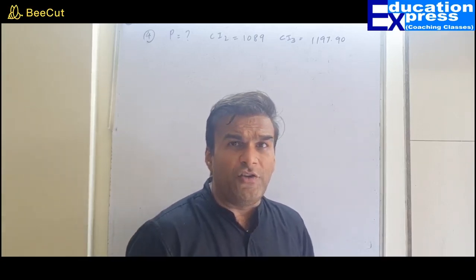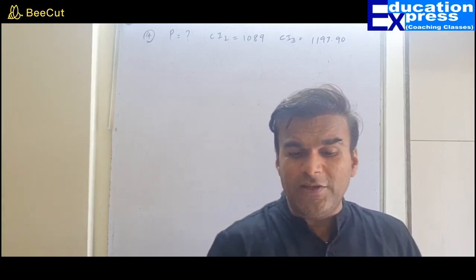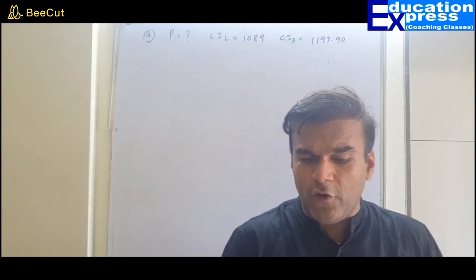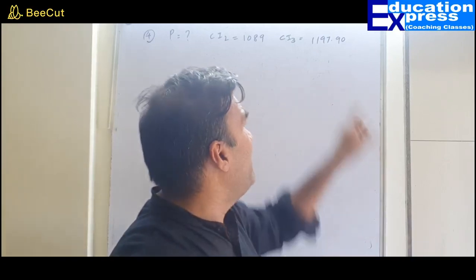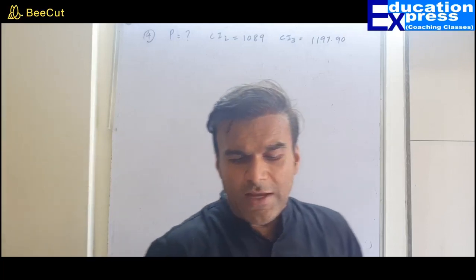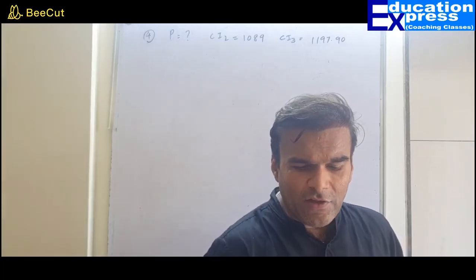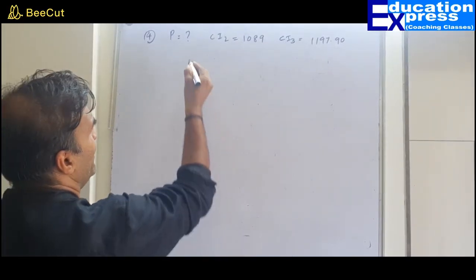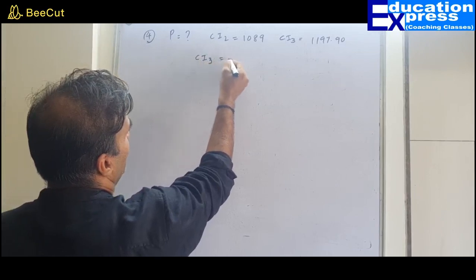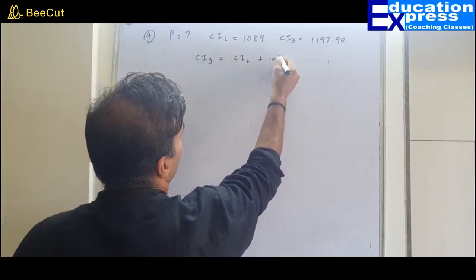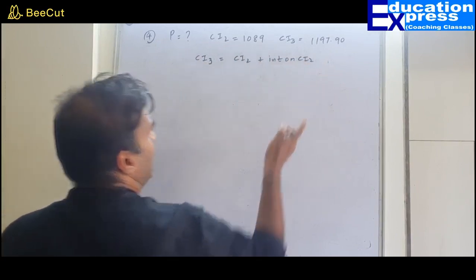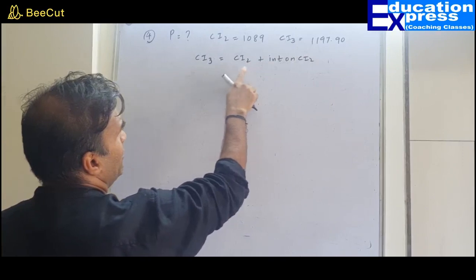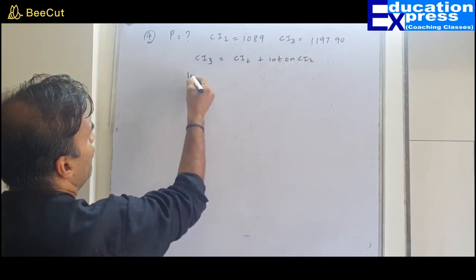They say that the compound interest calculated yearly on a certain sum of money for the second year is 1089, and for the third year it is 1197.90. Calculate the rate of interest and the sum of money. My friends, you all know how to find the rate of interest. This is exactly what we did in the previous question also. CI3 would be CI2 plus interest on CI2. In the previous question we did A3 equals A2 plus interest on A2. Now CI3 equals CI2 plus interest on CI2. Substitute their values.